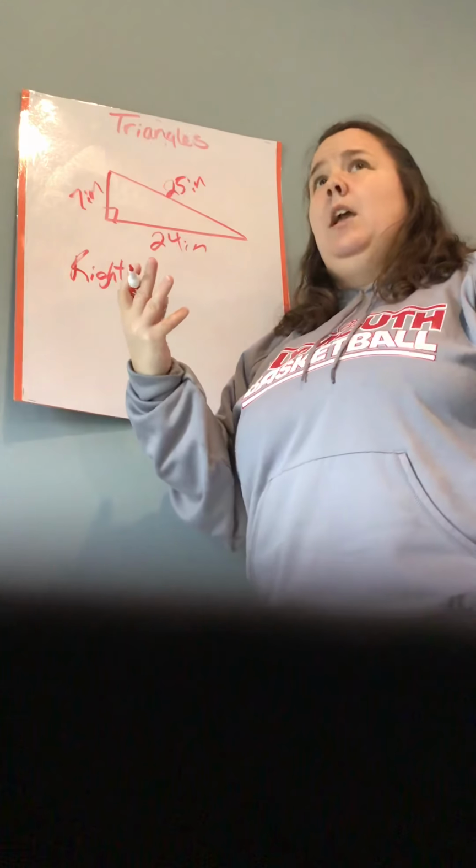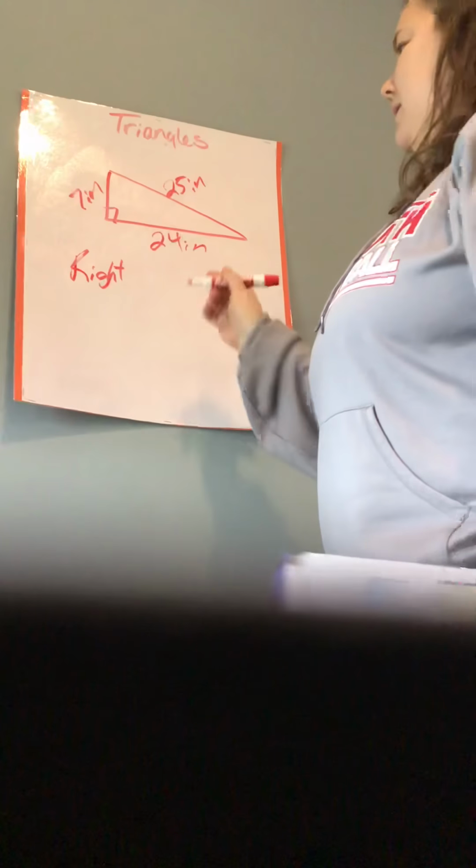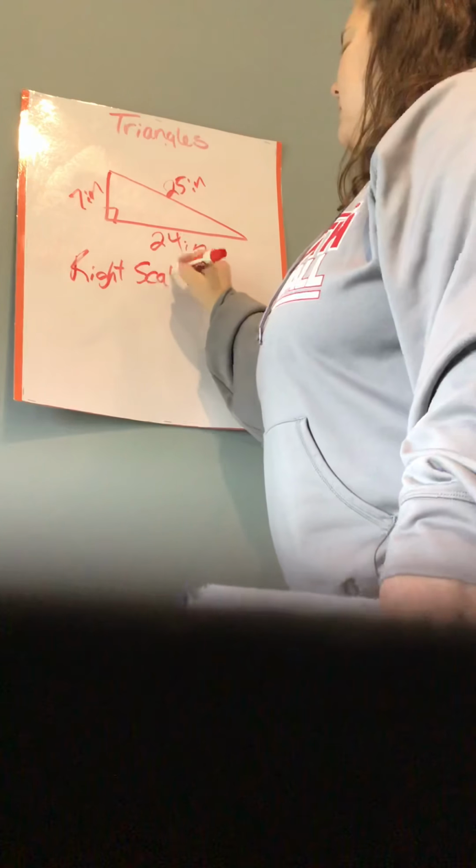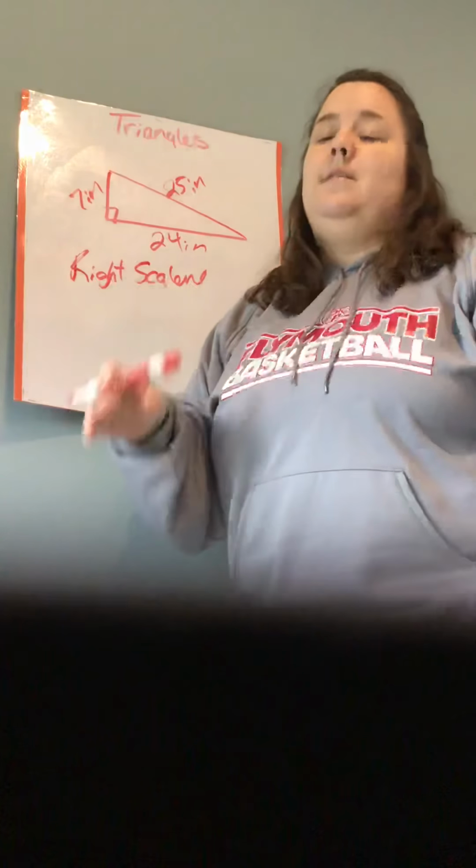So we have 24, 25, and 7. All three are different. Freaky! When all three are different, he is scary Scalene. Totally easy. All right, get moving on your homework.